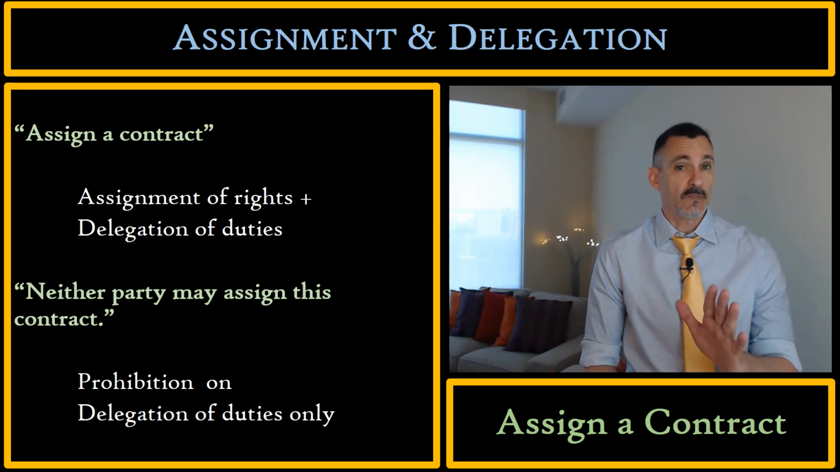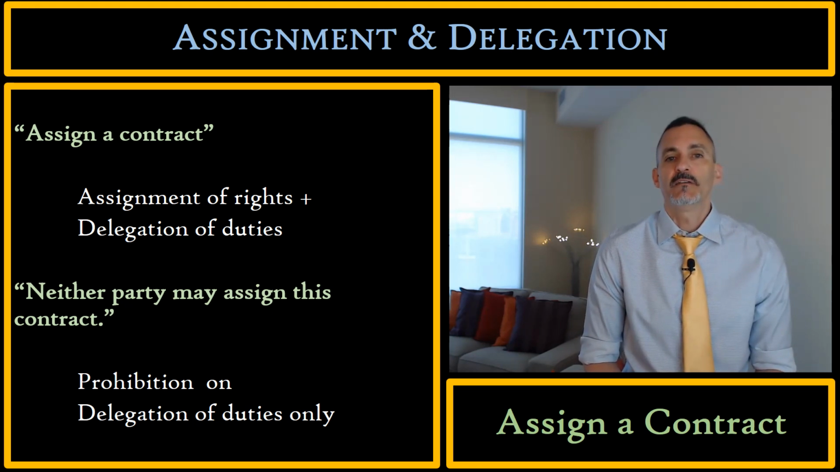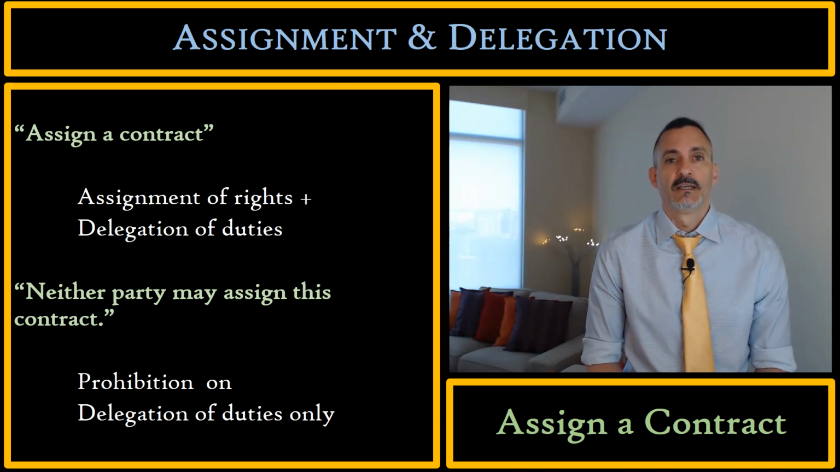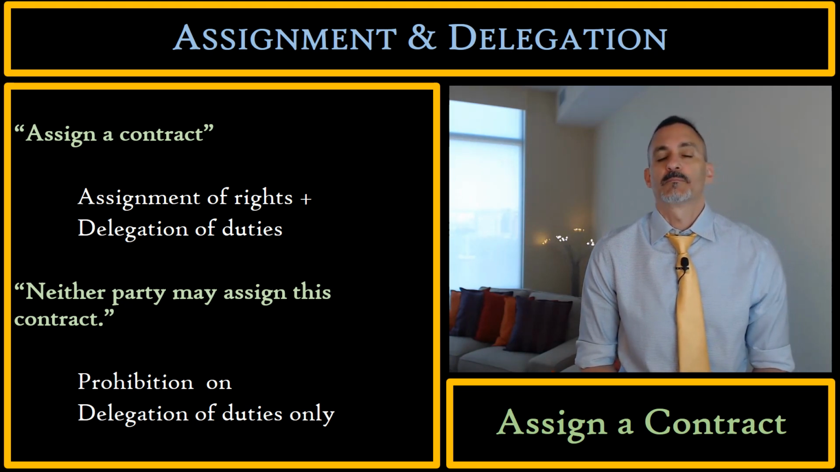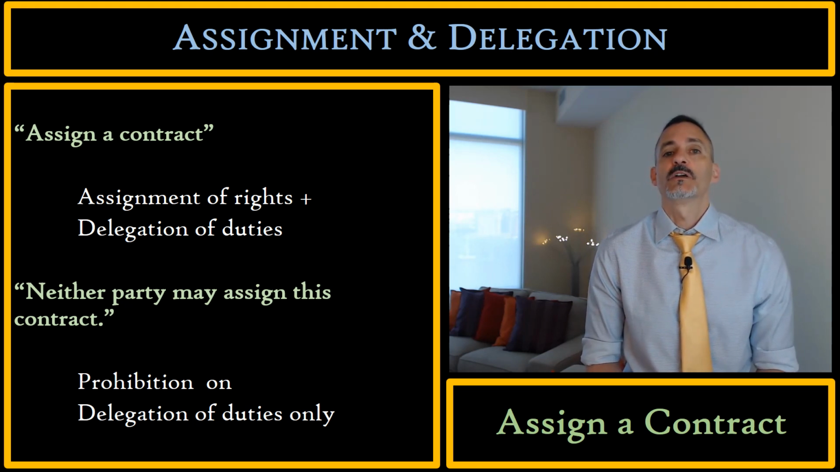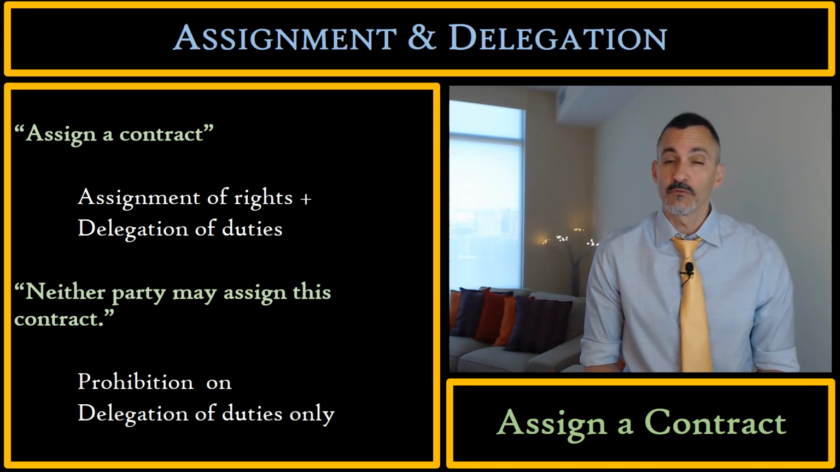All right, so once again, let's just summarize what we talked about. If a party to a contract says, I am assigning this contract to a third party, courts will understand this to mean that you are assigning your rights and delegating your duties under the contract to a third party. If there's a clause in a contract that prohibits the assignment of the contract to third parties, a court is going to interpret this clause to mean that you cannot delegate your duties under the contract. You may still assign your rights, but you may not delegate your duties under the contract.